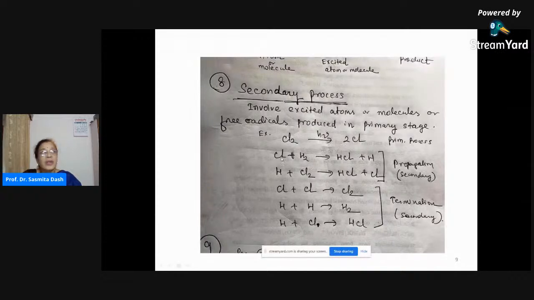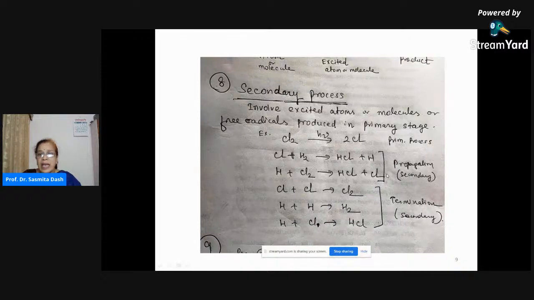One atomic chlorine combines with the molecular hydrogen to form HCl and H. Atomic hydrogen is now produced. This atomic hydrogen again takes up the chlorine molecule from the reactant and forms HCl and chlorine. So these are actually chain propagation steps of the secondary reaction. Now we have produced HCl, H and Cl from the chain propagation of the secondary process.